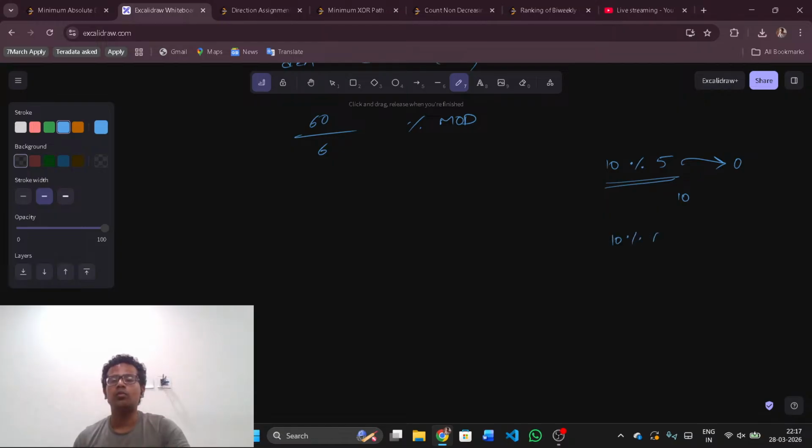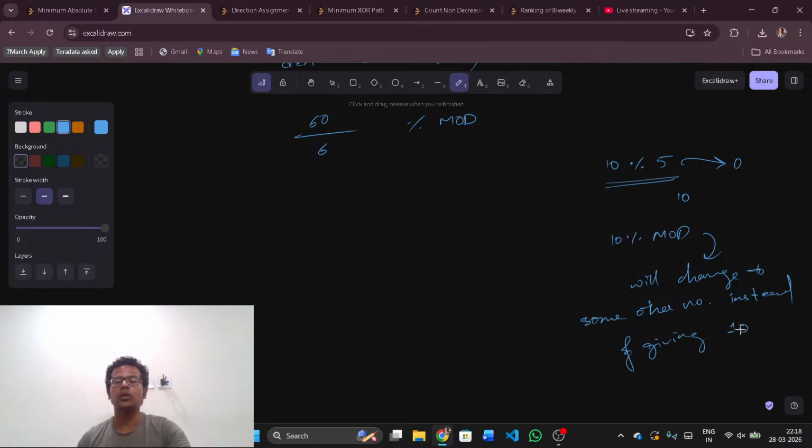10 modular mod will change to some other number instead of giving 10. I think you are clear for now. Instead of giving the number, it just changes the number. 60 by 6.